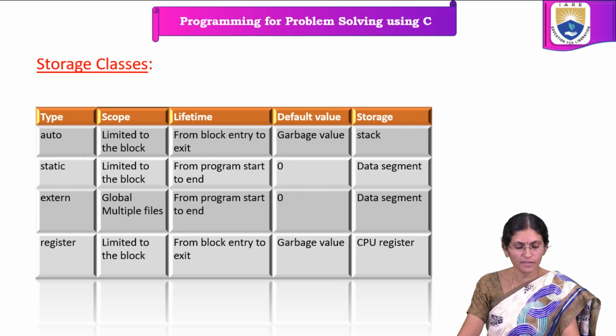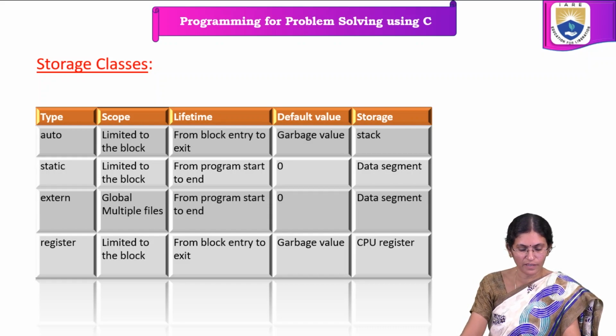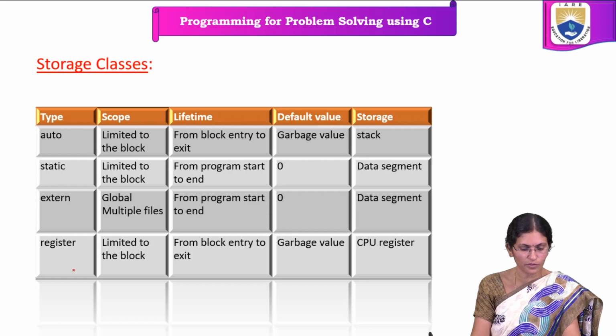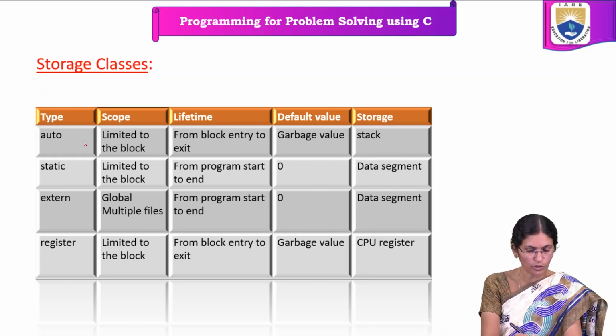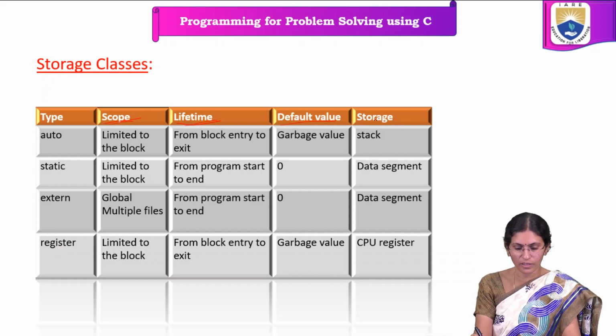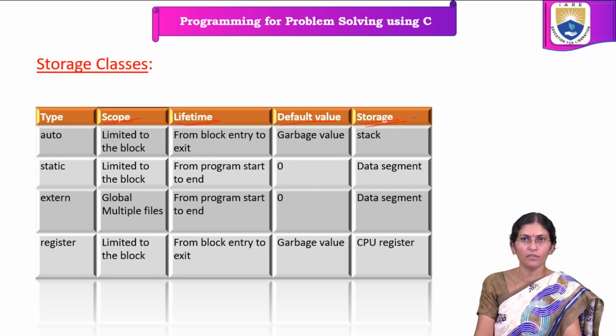So let us summarize all the points which we have discussed till now. Regarding storage classes, we have seen that these are the 4 different types: auto, that means automatic, static, external, and register. Now let us see the different properties associated with each of these storage classes: scope of the variable, lifetime of the variable, the default value of the variable, and the storage, where the particular variable will be stored.